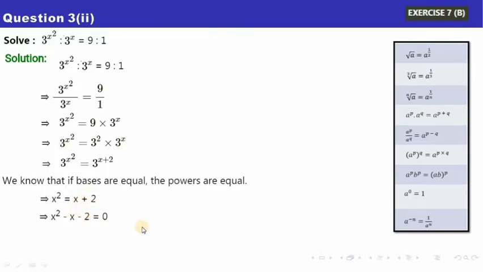Alright, now here what you need to do is you need to factorize using the middle term break, which you have already learned in your class 8. Okay, so when you break x, this becomes minus 2x plus x. Now see, minus 2x plus x is nothing but minus x only, isn't it? When you simplify this, it will give you minus x only, right?